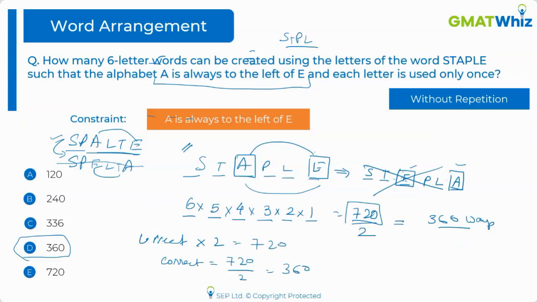Arpita says, can you please explain the AE club scenario? Why can't we use the case again instead of considering them together? Okay, I'll come to that, Arpita, don't worry.